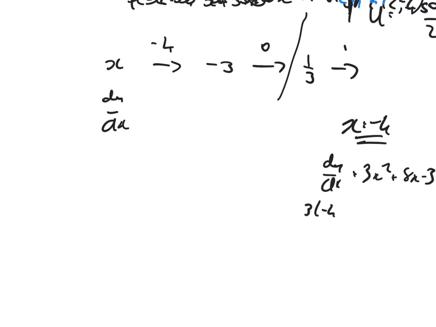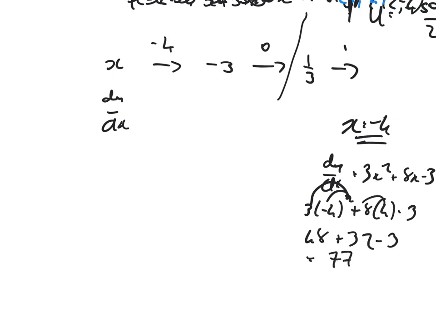So 3 lots of minus 4 squared plus 8 lots of minus 4, take away 3. Minus 4 squared is 16, times 3 is 48. 8 fours are 32, take away 3. And that will give me 77, which is a positive result. I'll have 0 gradient here and 0 gradient here. So the slope's going up before minus 3.